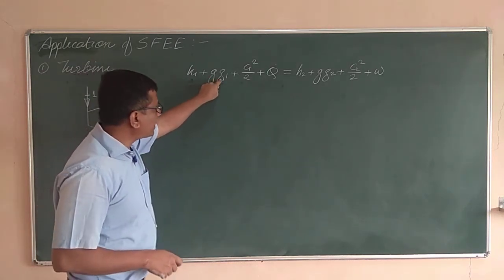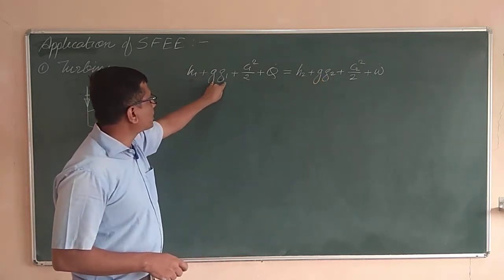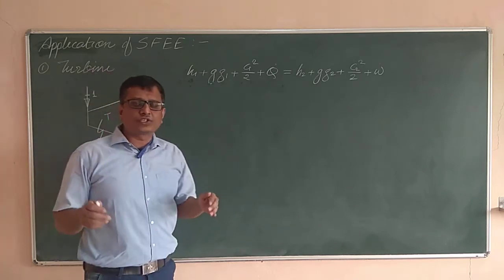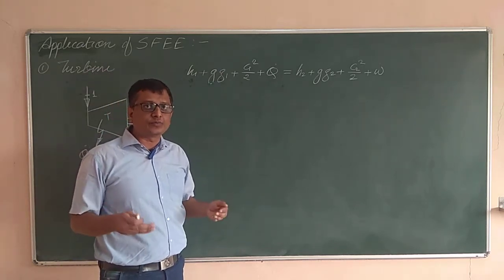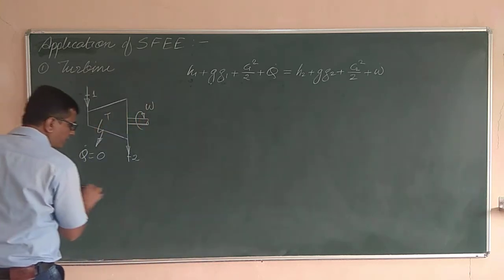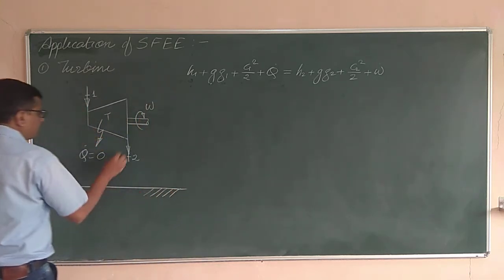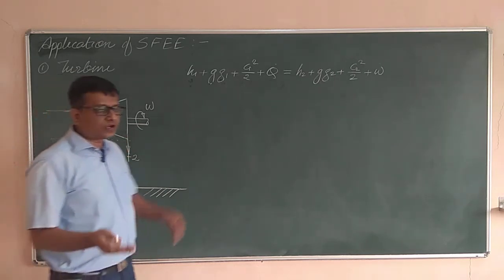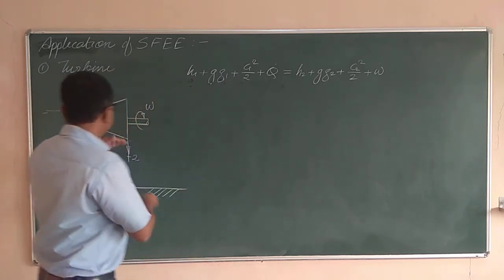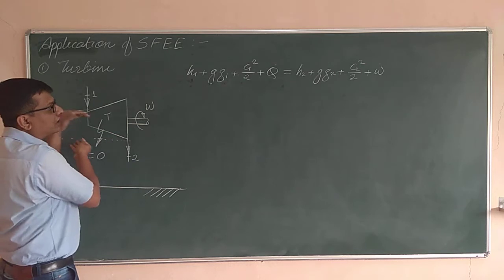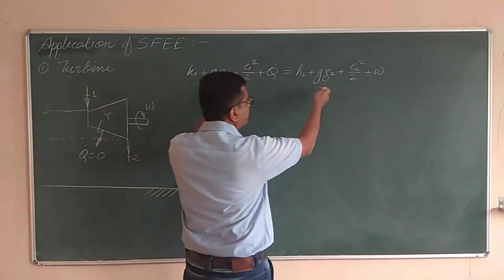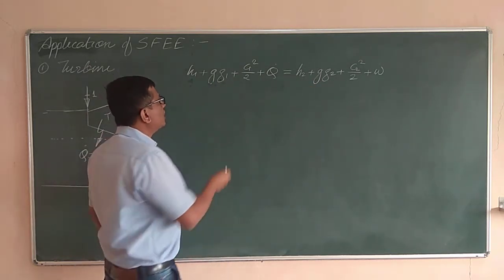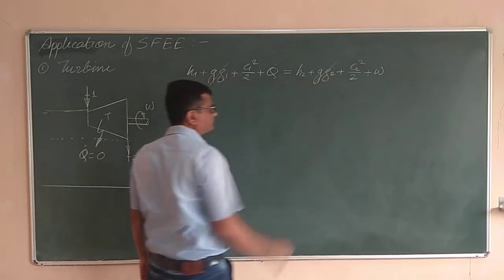Now gZ1 and gZ2 are the potential head, or the potential energy per unit mass of the fluid. If you look at any steam turbine or gas turbine and its size, and check from a reference datum level, the height of section 2 and the height of section 1 are not much different, very close to each other. If this is maybe 10 meters, this will be maybe 10.1 meter. So the difference is not much, and gZ1 and gZ2 are almost similar, so these two can be cancelled from both sides.